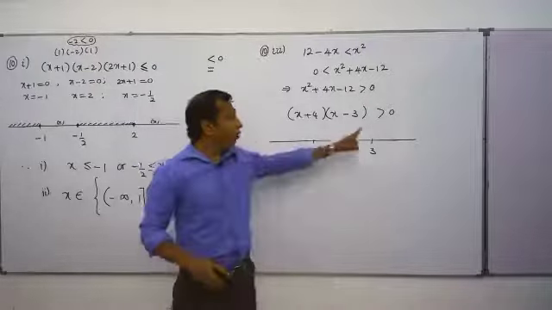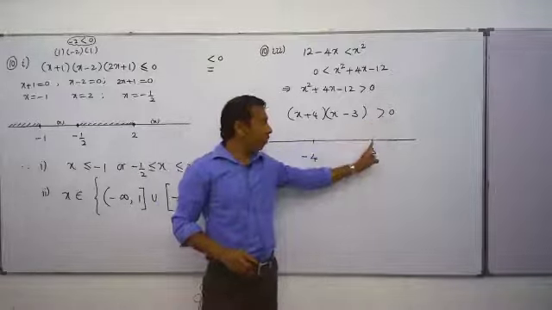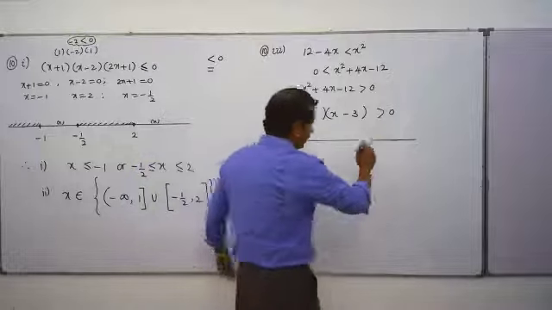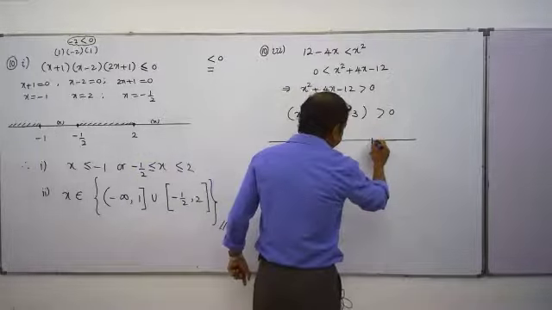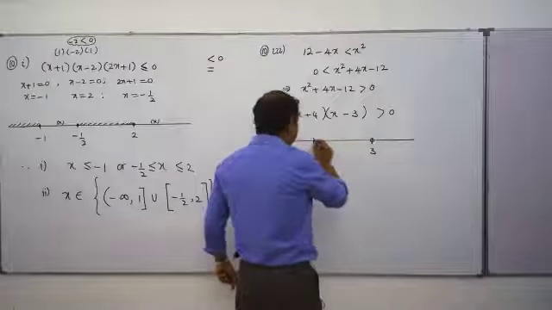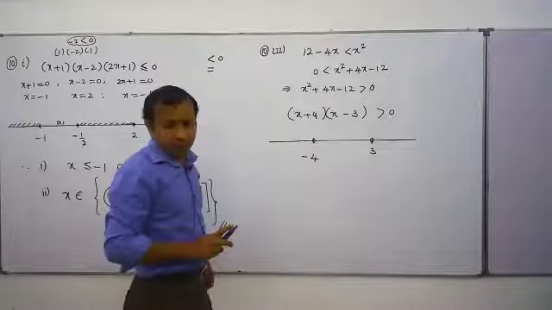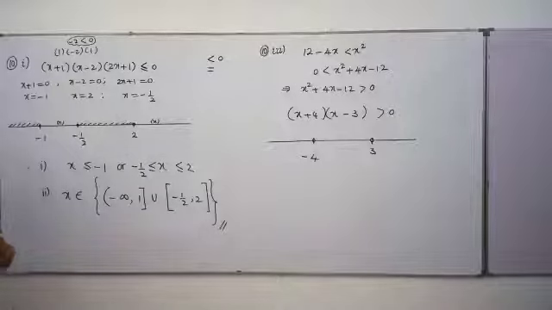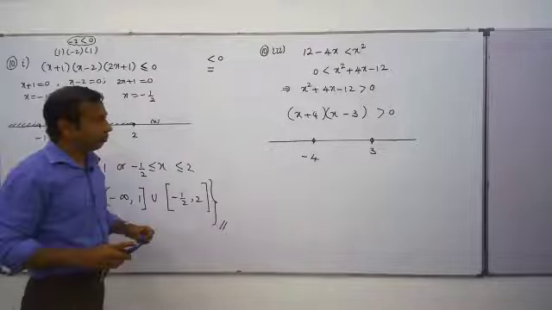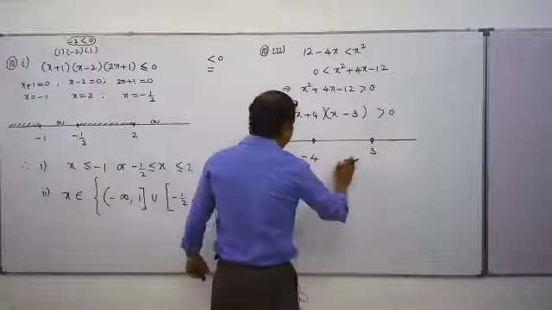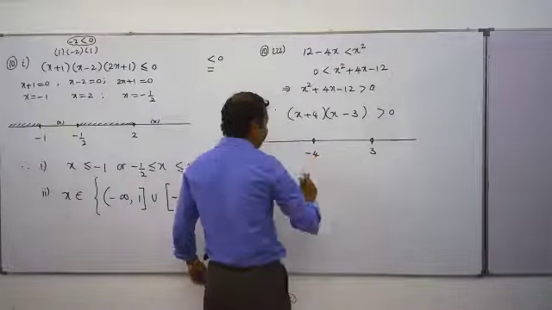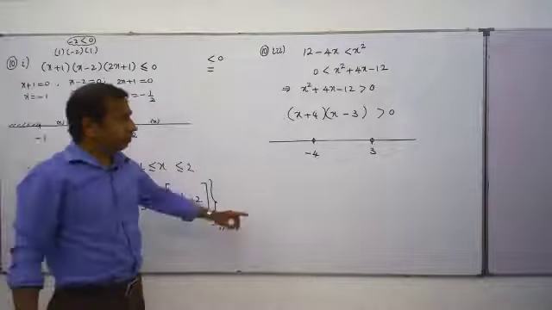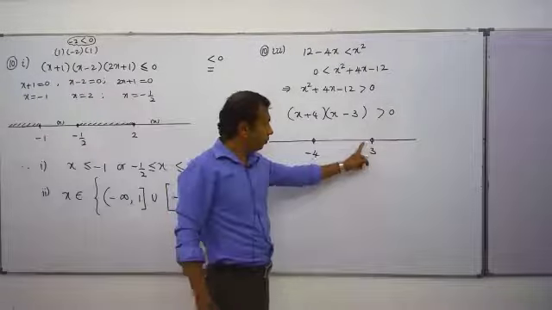Now here we don't have an equal sign. This time we don't take these values. We circle, but we don't color, right? Now again select. Now there are 3 regions, right? This region, this region, this region. Okay. I select 0. In this interval only 0 lies.